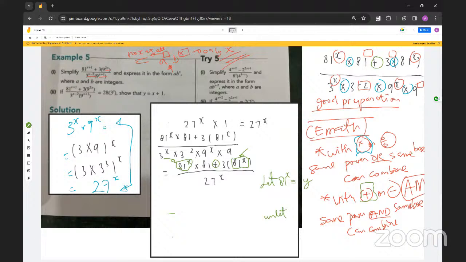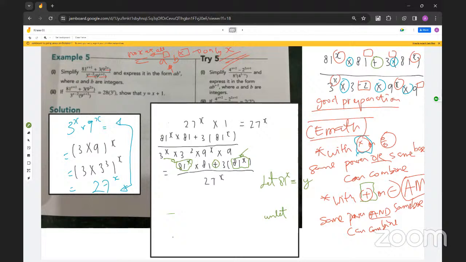This is pure AMAT. You will never see this in EMAT. Do you understand that 81 power x is my target right now? It should also be your target. What do you do with your target? Let it be something that looks simpler. Okay?